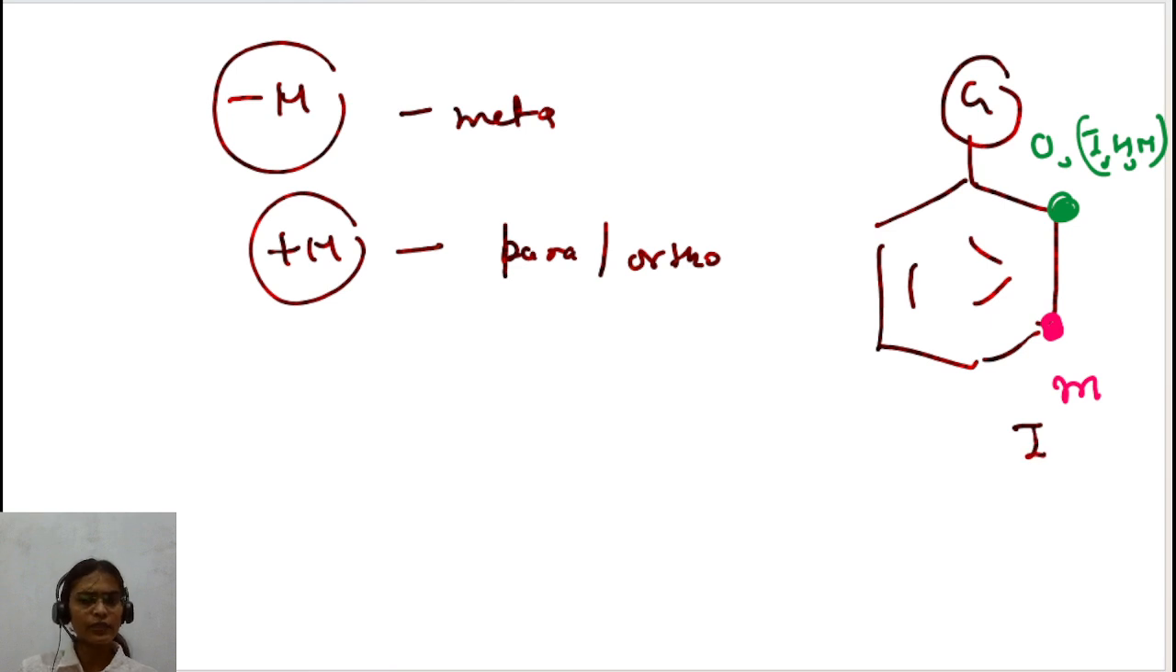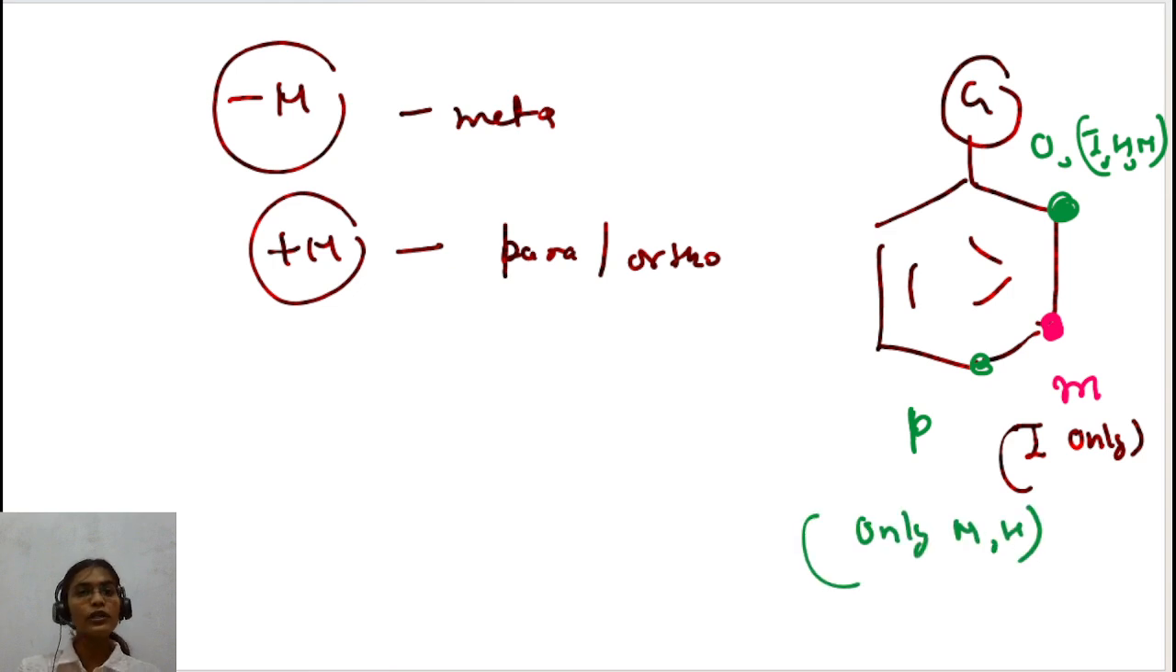dependent. Okay, inductive can be there. Hyperconjugation, no. Mesomeric, no. Only inductive effect. But on the other hand, if you compare the para position, para only has mesomeric. Only M and H have to be there, because we know inductive is distance dependent. If you're moving from there to there, the inductive effect starts to weaken and hence there is no inductive effect.